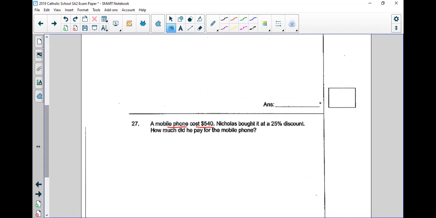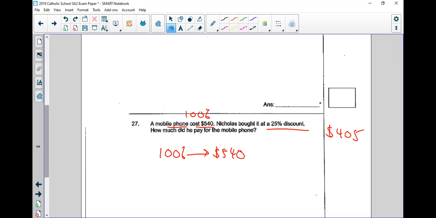Mobile phone cost. What's the answer? The answer is $405. Okay. Now, how to do this? Before you have a 25% discount, you always start with 100%, which is your base. Your teacher talk about the base. Always start with 100% first, which is the price at the beginning. That is $540.